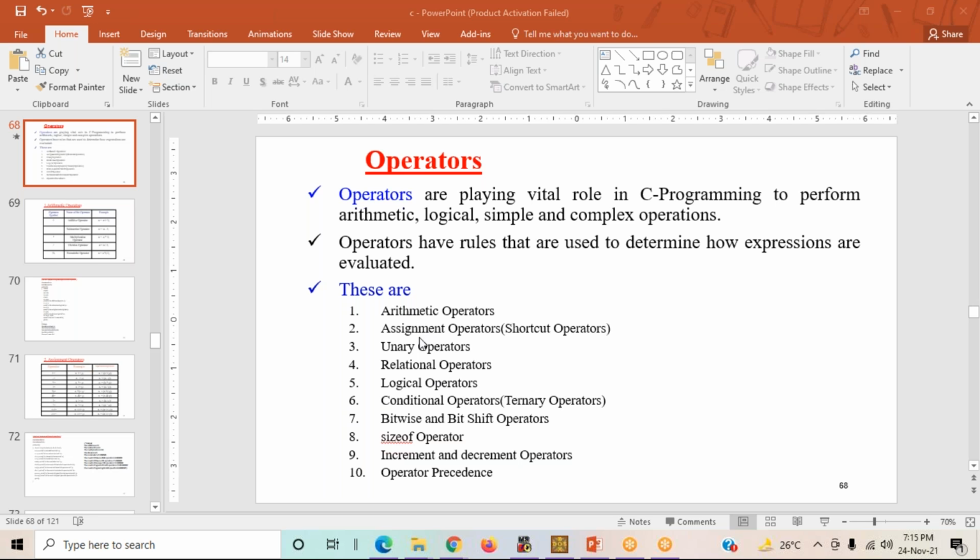Arithmetic operator, assignment operator, unary, relational, logical, conditional, bitwise and bit shift, sizeof, increment and decrement, and operator precedence. These are the different types of operators present. Each and every operator has its own purpose in the code. We will see what each operator is so that you can understand easily.